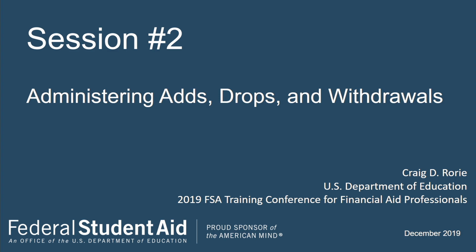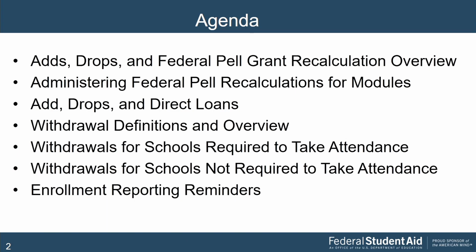We're going to talk about add drops and withdrawals. And this is our agenda. We'll talk about federal Pell Grant recalculation, give you an overview of that. Talk about administering federal Pell recalculations for modules. Adds, drops, and direct loans, how that's affected. Withdrawal definitions and some overview of that. How withdrawals affect schools required to take attendance, and also the rules for schools not required to take attendance. And then some enrollment reporting reminders. And then at the conclusion of that, I'll take any questions you guys have.